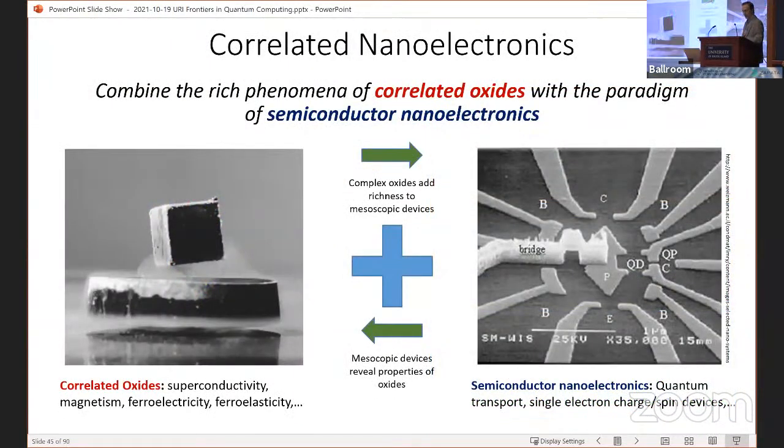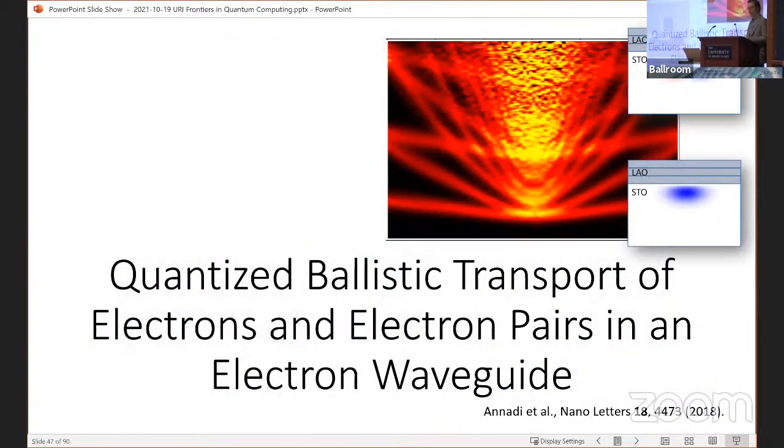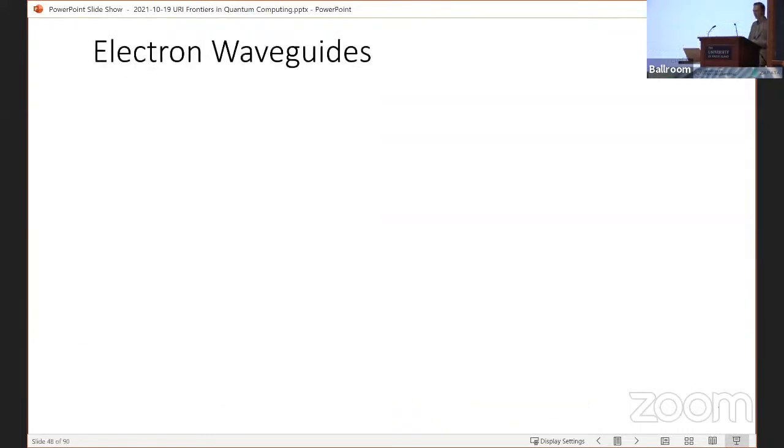So I want to give another example of how when you make a device in a sort of paradigm of, let's say, mesoscopic physics, and you replace the material, sometimes really strange things can happen, or very interesting things. And so I want to talk about quantized ballistic transport of electrons and electron pairs and electron waveguides. That's a long title. But an electron waveguide is really sort of what it sounds like.